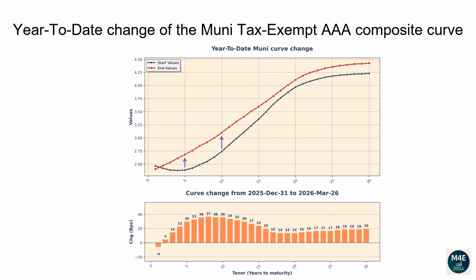The 1-year tenor changed -6 basis points. The 2-year tenor changed 5 basis points. The 5-year tenor changed 30 basis points. The 10-year tenor changed 36 basis points. The 20-year tenor changed 14 basis points. The 30-year tenor changed 20 basis points.